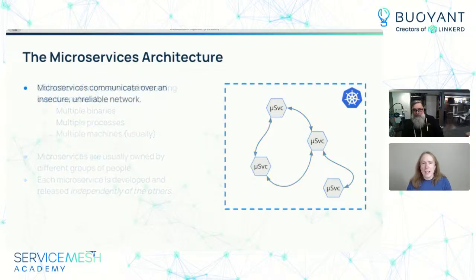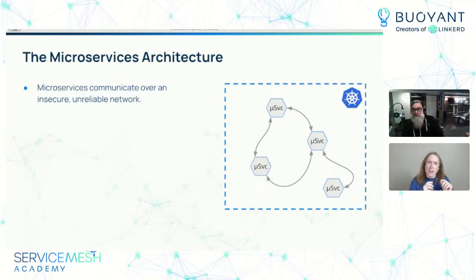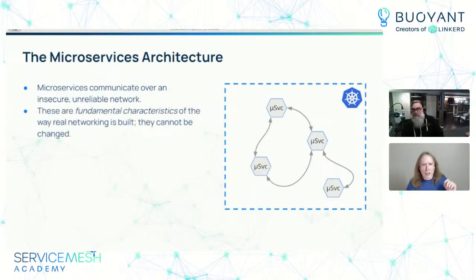Yep. Now, the really fascinating thing about the microservices architecture is that the microservices are communicating over the network, and the network fundamentally is insecure and unreliable. I do not mean most people don't implement networks correctly. I mean that these are fundamental characteristics of the way real networks are built, the way they operate. It is not a thing that you can change.